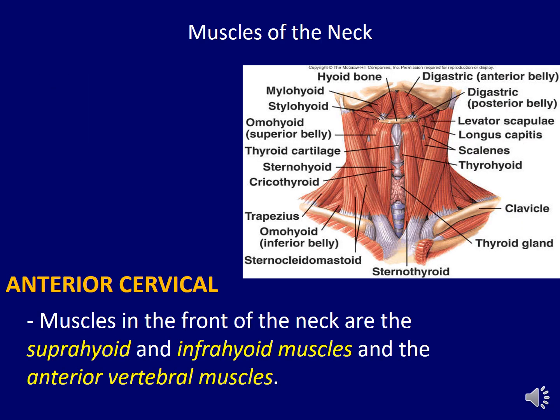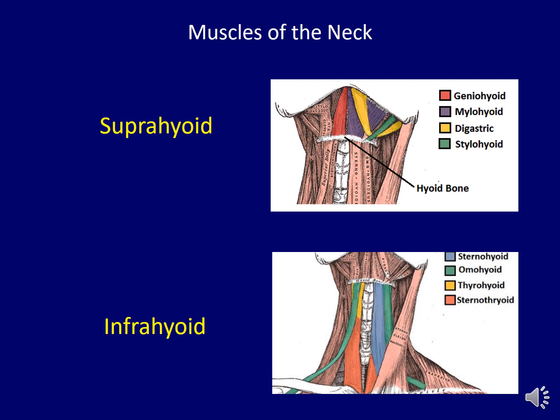The anterior cervical muscles, which are found in front of the neck, are composed of suprahyoid, infrahyoid, and the anterior vertebral muscles. The suprahyoid muscles are composed of geniohyoid, mylohyoid, digastric, and stylohyoid. And the infrahyoid muscles, which are commonly known as strap muscles, are composed of sternohyoid, omohyoid, thyrohyoid, and sternothyroid.